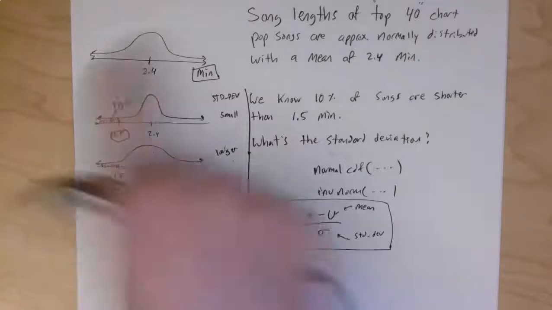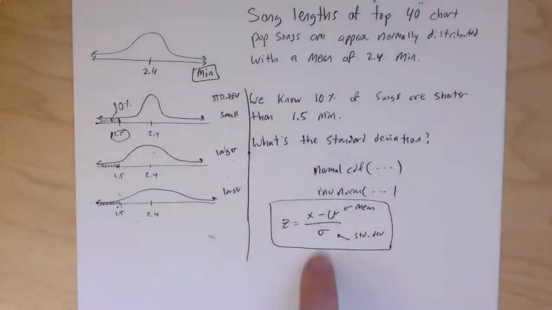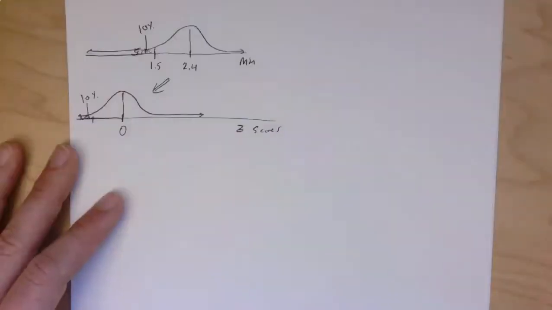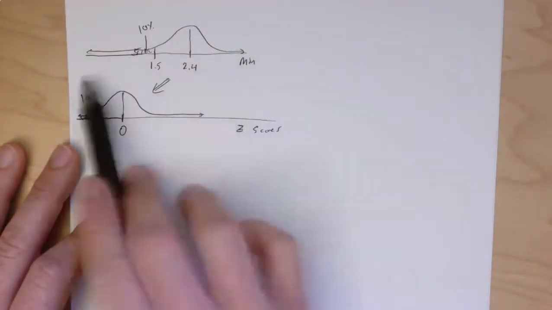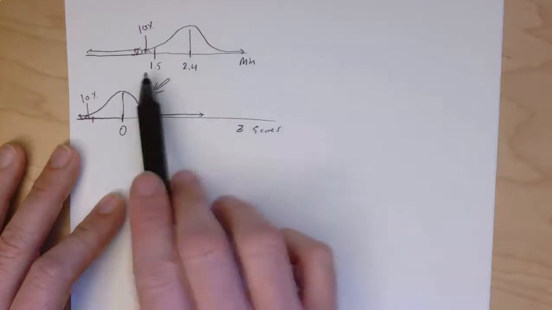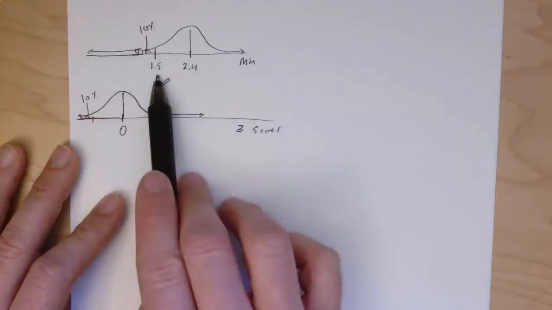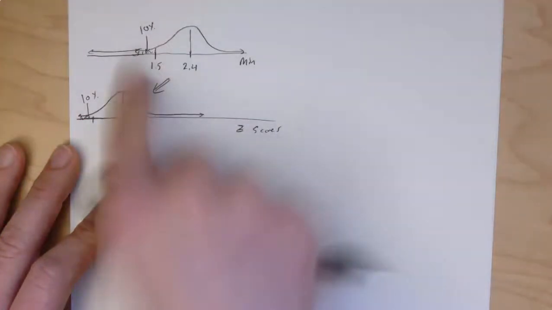Here, of course, we don't actually have any data, so it's not like we're going to go through a list of song lengths and apply this equation to every single song length. But here's what we can do instead. We're imagining that there's some distribution of song lengths with a mean song length of 2.4 minutes, and then 10% of the songs are less than a minute and a half. So now we're imagining, but we don't know what the standard deviation is.